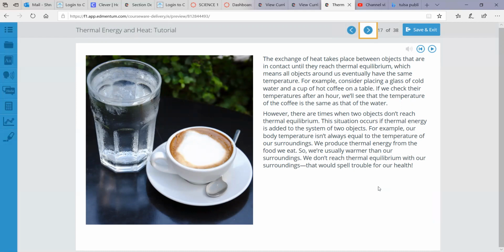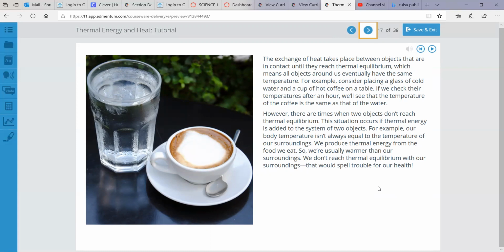And another example is placing a glass of cold water and a cup of hot coffee on a table. If you check their temperatures after an hour, you'll see that the temperature of the coffee is the same as the water, even though they started out much cooler and hotter than one another.